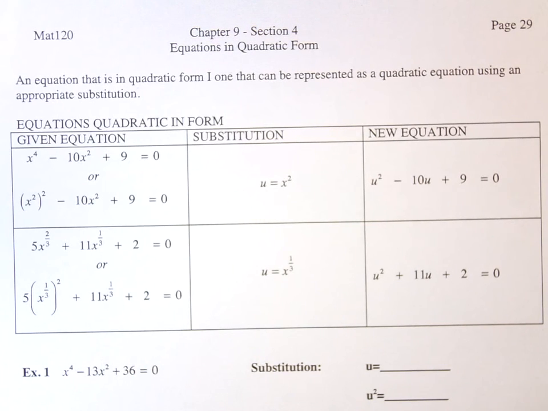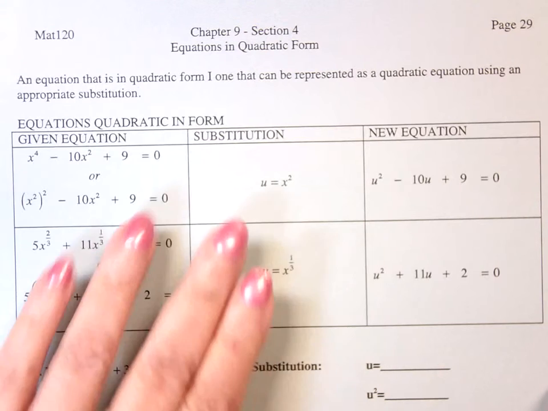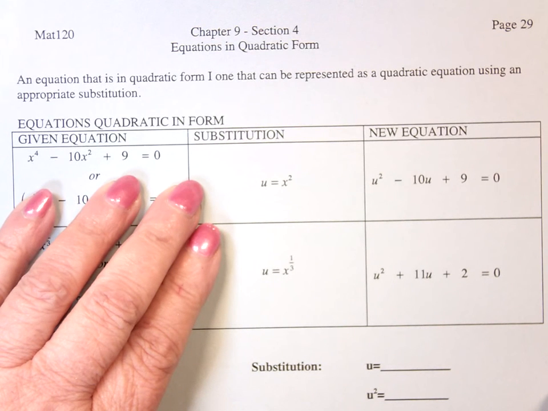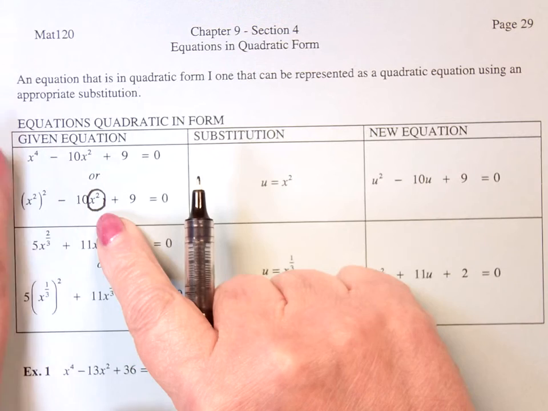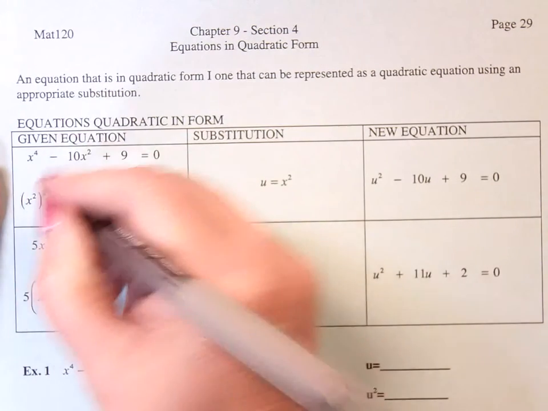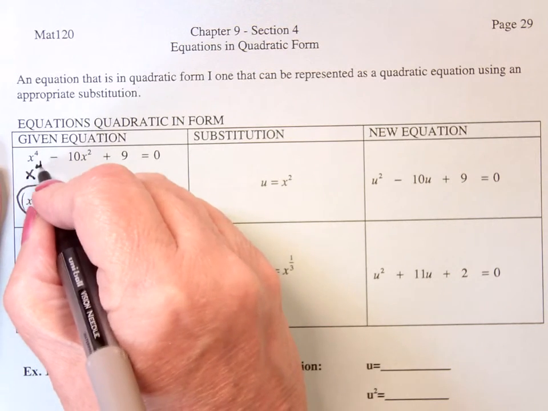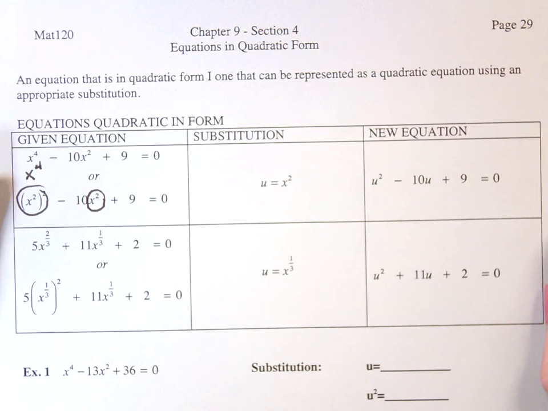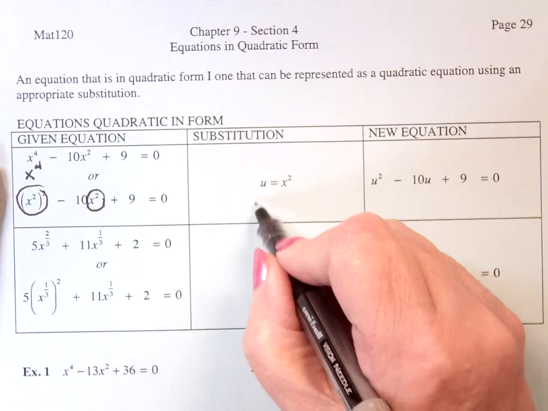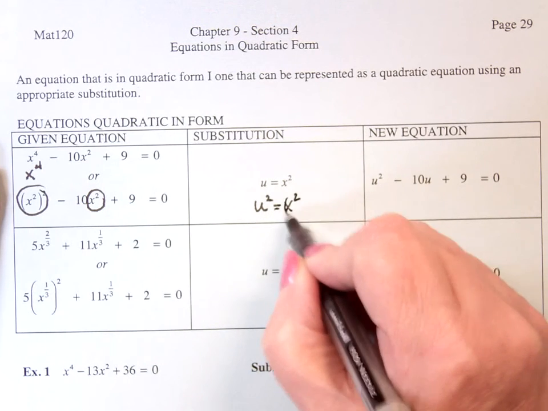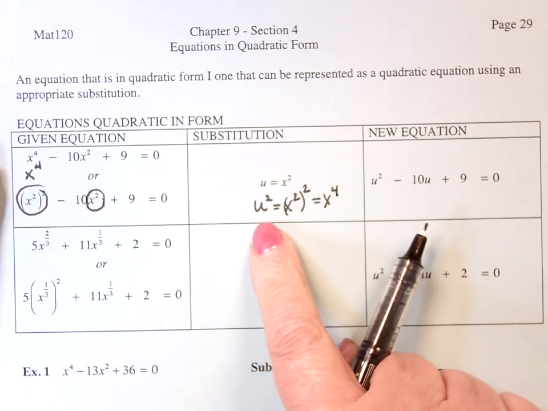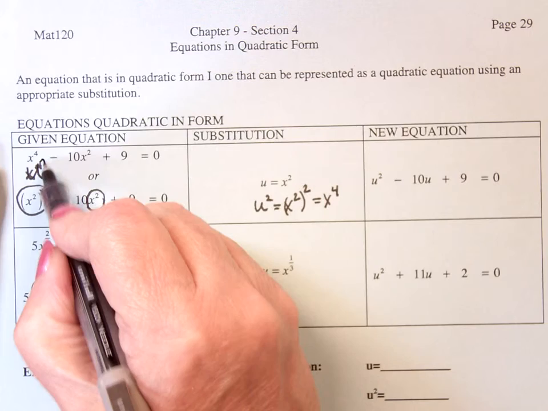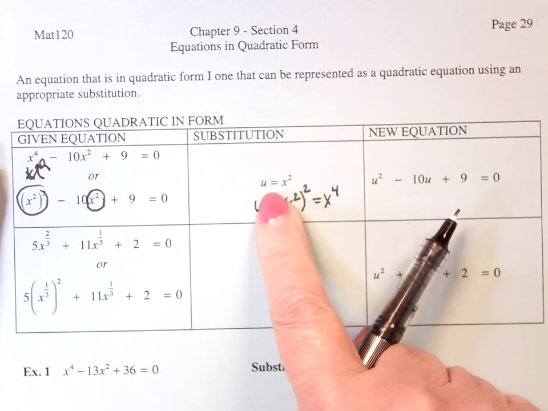So you take an equation which is not a quadratic and you turn it into something which is. So if I look at x to the fourth minus 10x squared plus 9 equals 0, it's not a quadratic. However, the key is this. If I take the center variable part, namely x squared, and if I square that, this ends up being x to the fourth. So I can make a substitution. I can let u be x squared, and if I square u on both sides, I get x to the fourth. And any place I have an x to the fourth, I can put a u squared. Any place I have an x squared, I put u.